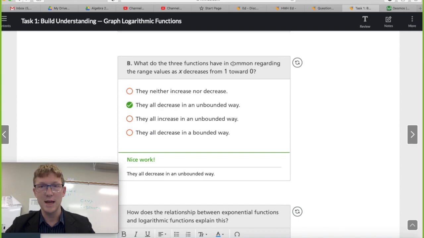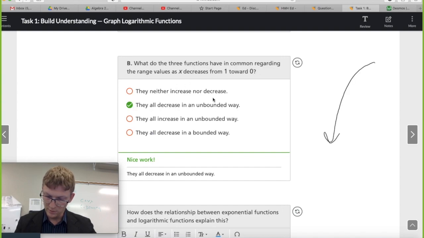What do the three functions have in common regarding their range values as x decreases from 1 towards 0? They all decrease in an unbounded way. So they're all kind of approaching the asymptote of x equals 0 in an unbounded way. So they all kind of look somewhat like that.